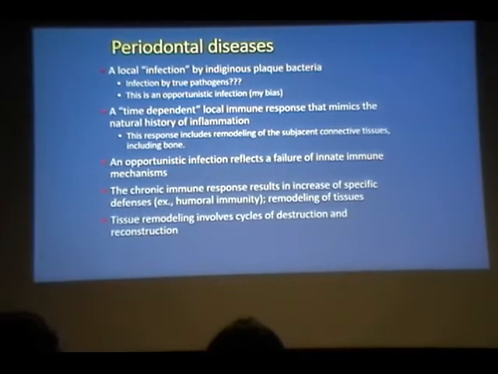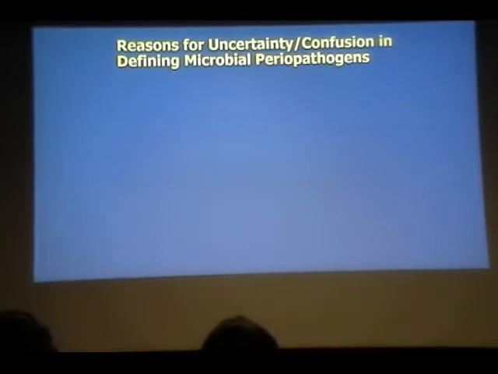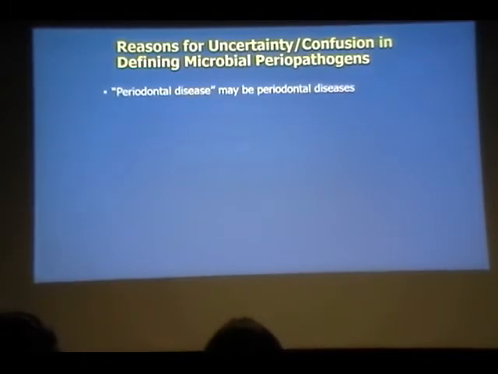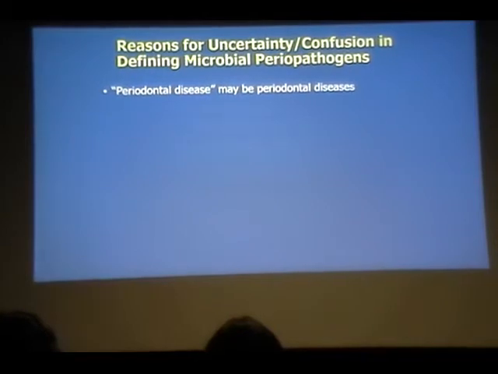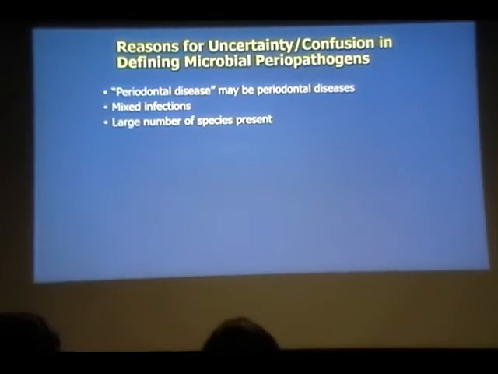What I'm trying to do is make this situation that can be simplified. I'm bringing out the complexity in the story. Reasons for uncertainty and confusion defining microbial periopathogens. Periodontal disease could be periodontal diseases. There's more than one form of periodontal disease. It can be aggressive, it can be chronic, it can be refractory, it can be juvenile, it can be generalized, it can be localized, but they're all due to mixed infections.